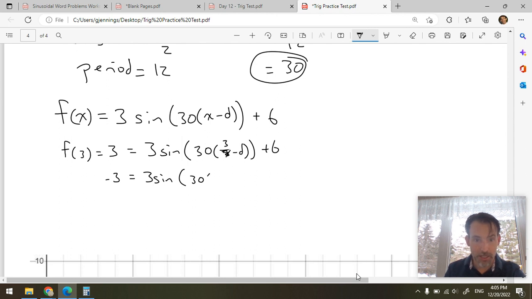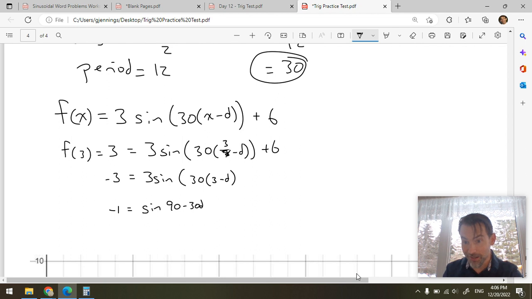Okay, so 30 times 3 minus d. Divide both sides by 3, gives you minus 1. And of course it does, because that's the minimum. Minus 1 is the minimum that sine can be. Once you strip away the c and the a, you're going to find your minimum of sine is minus 1. Minus 1 is equal to sine of 90 minus 30d.